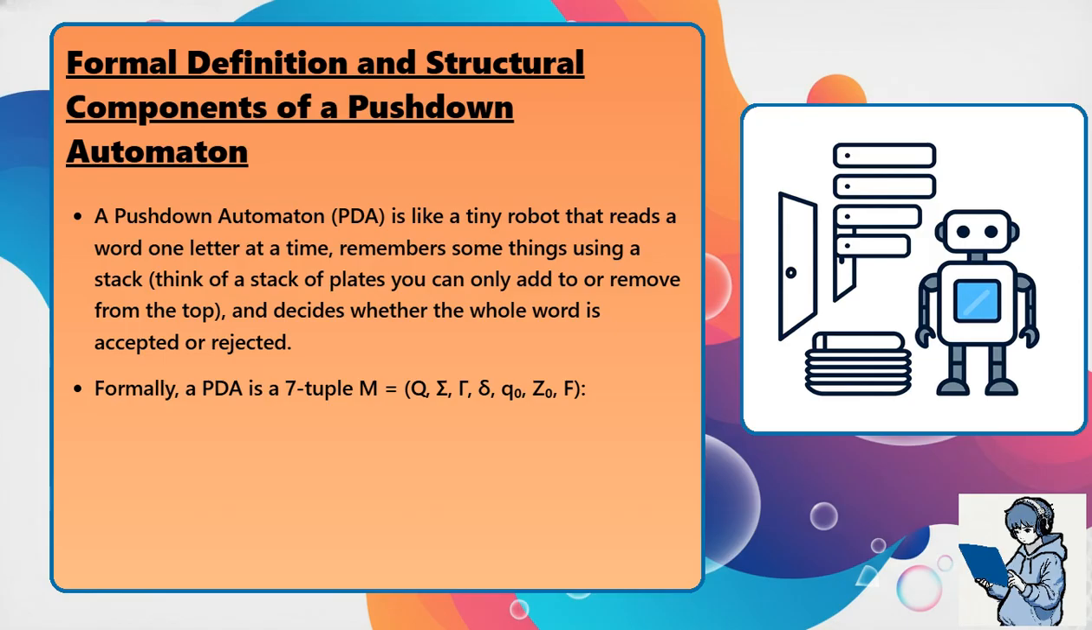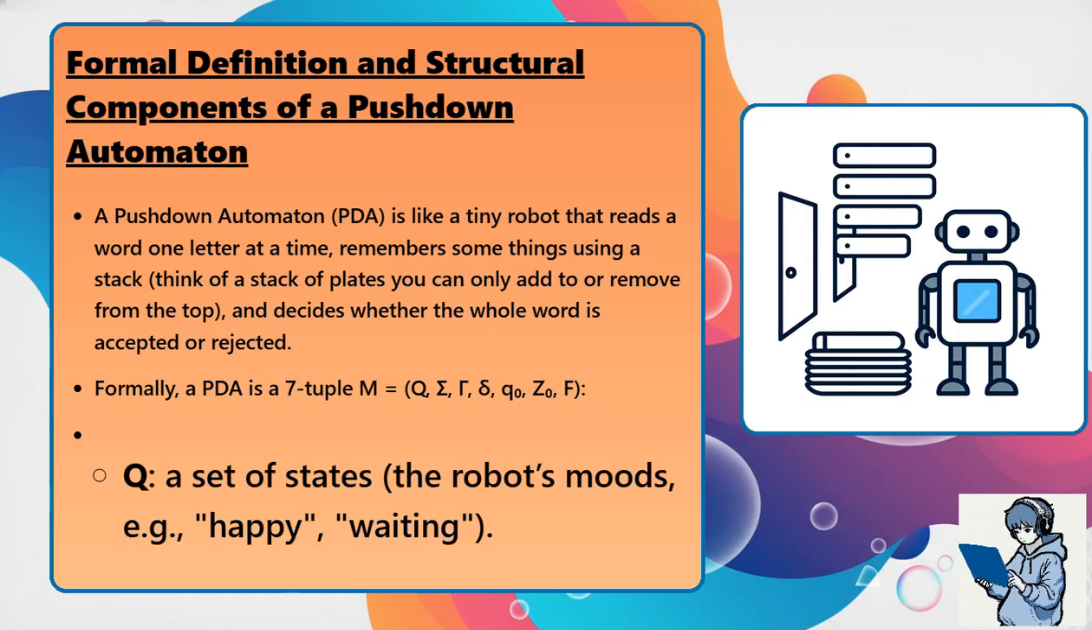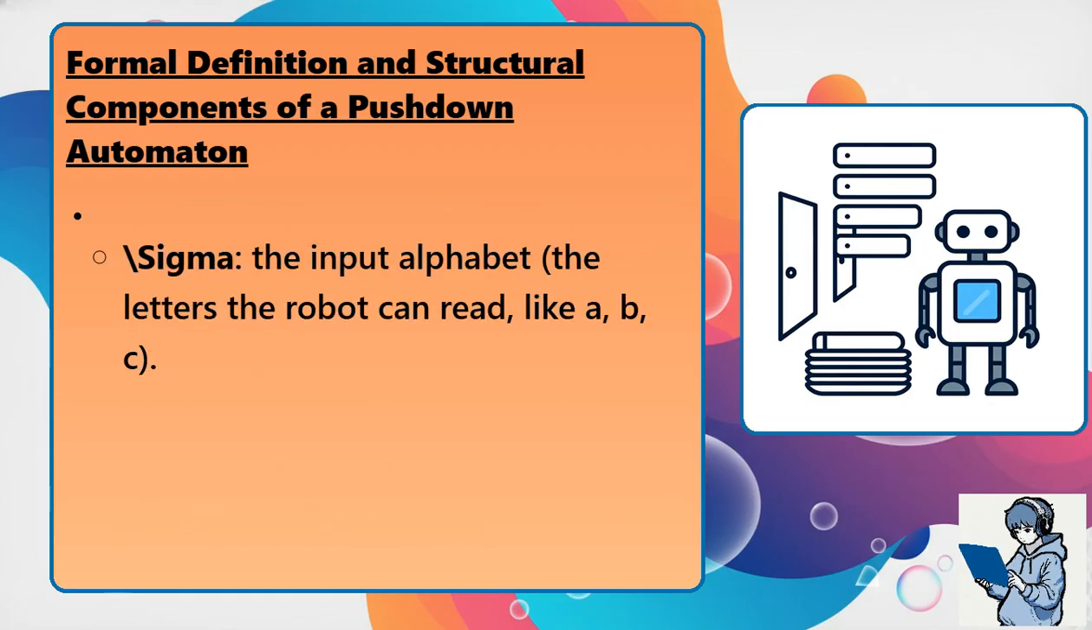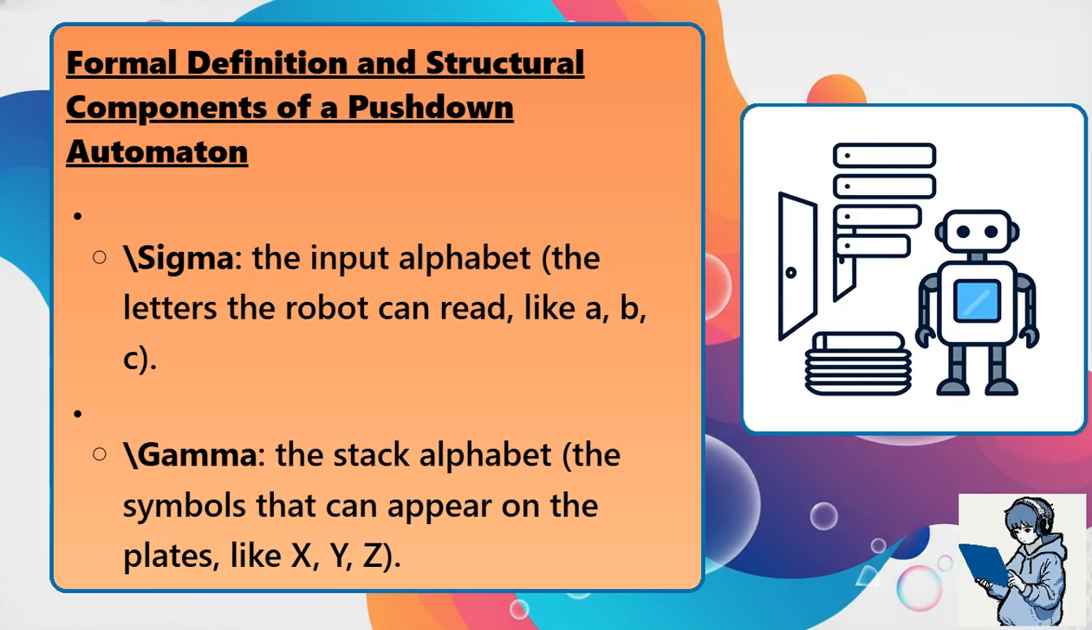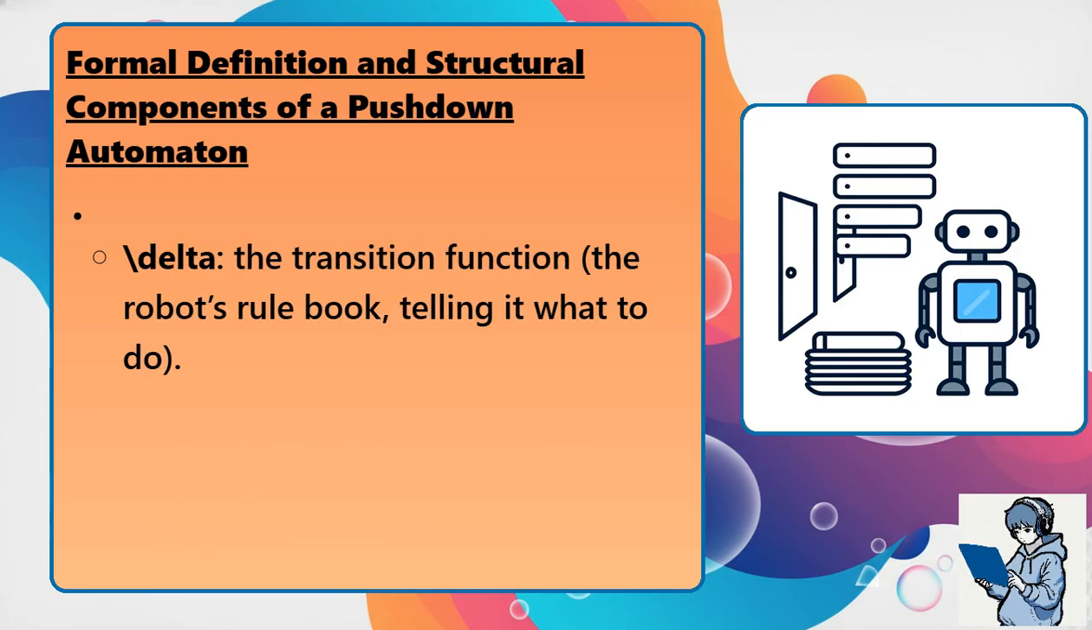Formally, a PDA is a 7-tuple M = (Q, Σ, Γ, δ, q0, Z0, F). Q is a set of states, the robot's moods, for example happy or waiting. Sigma is the input alphabet, the letters the robot can read such as a, b, c. Gamma is the stack alphabet, the symbols that can appear on the plates like X, Y, Z. Delta is the transition function, the robot's rulebook that tells it what to do.